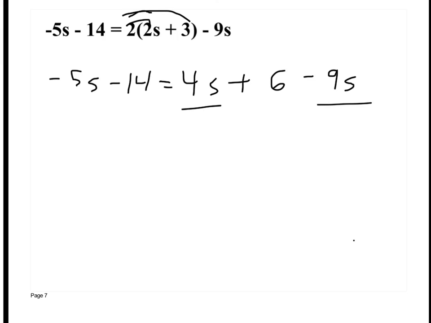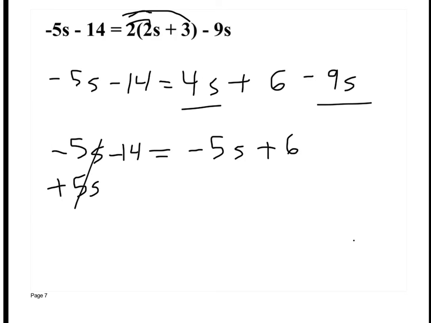I have to combine like terms. Anytime I see a variable that's exactly the same as another one, I have to combine those. What is 4s minus 9s? Negative 5s. Anyone see something here? The variable is the same thing. Negative 5s and negative 5s. If I got rid of one on one side, what's going to happen to the other side? We're going to get rid of it on the other side, which is okay. We're okay with that. Negative 14 is equal to 6.